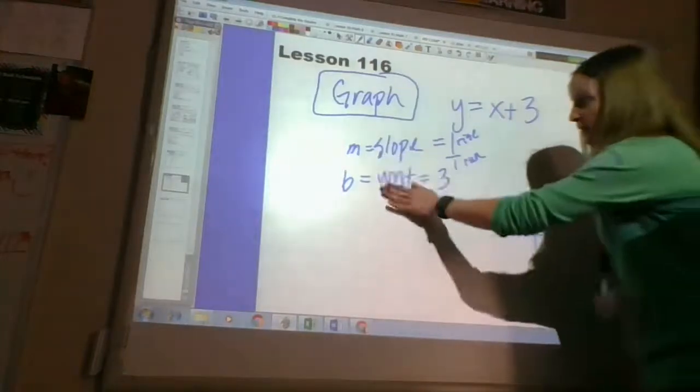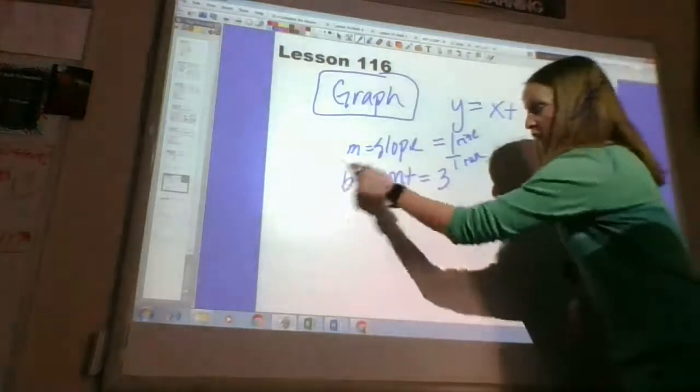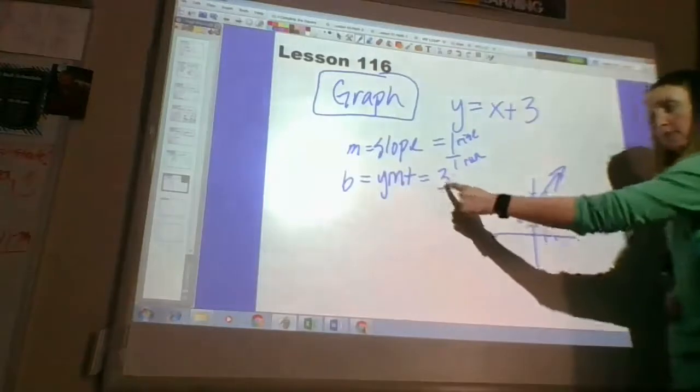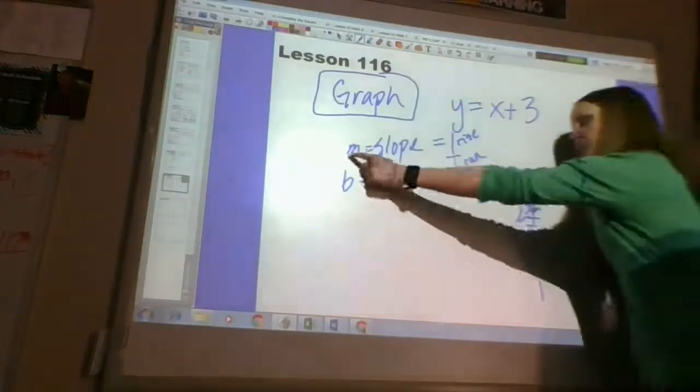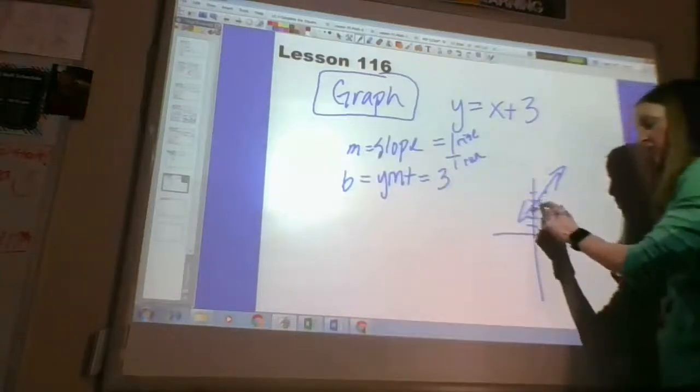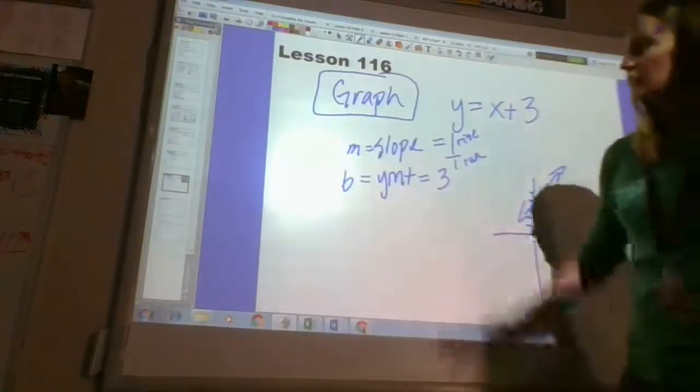Identify your slope, identify your y-intercept. Always start with your beginning point. Because your y-intercept is 3, we went up 3, we put our first dot. The m, the moving point, that means that you just go up 1/1, up 1/1. So let's try another one.